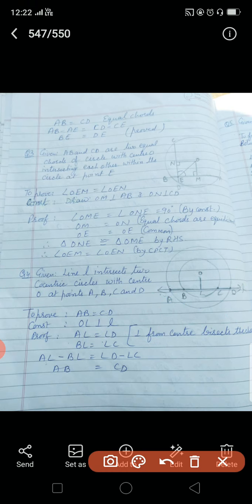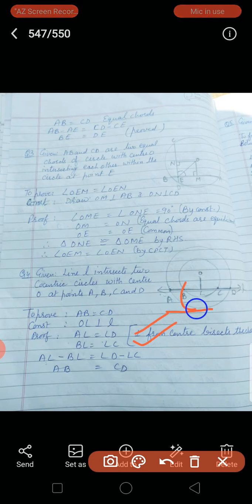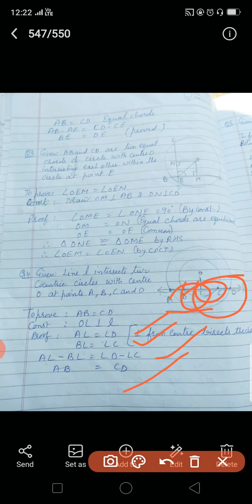Here we are given AL equal to LD and BL equal to LC. So we can subtract BL from AL, and we can subtract LC from LD, right? After subtracting we will get AB equal to CD, right?